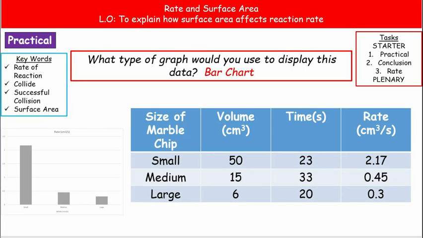The correct answer is a bar chart, because if we're looking at the size of marble chip, it's discrete data, okay? They're individual categories. So therefore, we need to use a bar chart. That's the only correct answer. Give yourself a tick if you got it right.